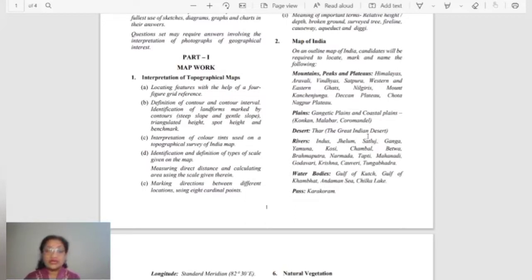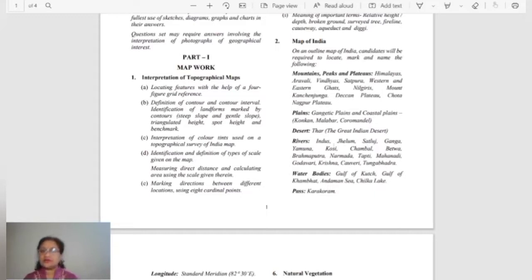Which are not there? Now Chenab, Beas and Ravi, these rivers are not there in the reduced syllabus. Chenab, Ravi and Beas, these three rivers you don't have to mark now. Now let's talk about the other part of it. Ganga, Yamuna and Brahmaputra, all these three main rivers are there. Then along with these, Kosi, Chambal, Betwa. These rivers are a part of the syllabus.